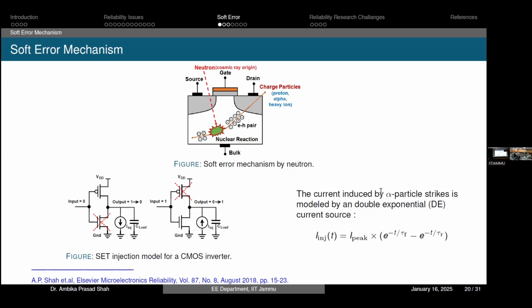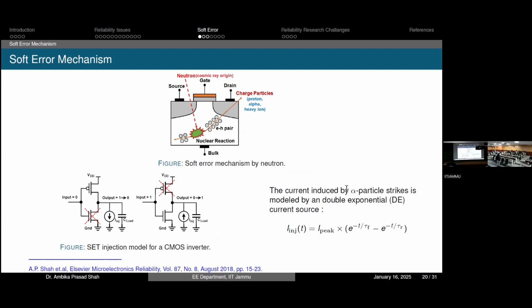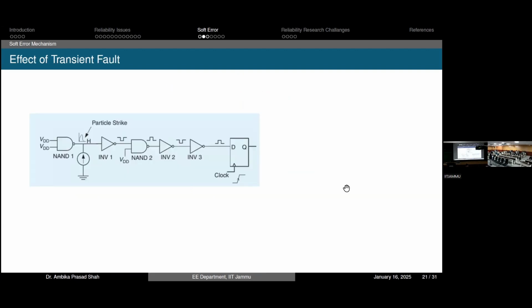Okay, and if some glitch is generated, it might cross the threshold trip point voltage, and the other node voltage can change its status from 0 to 1 or 1 to 0, whatever it had before. So this is the software mechanism and how it works.